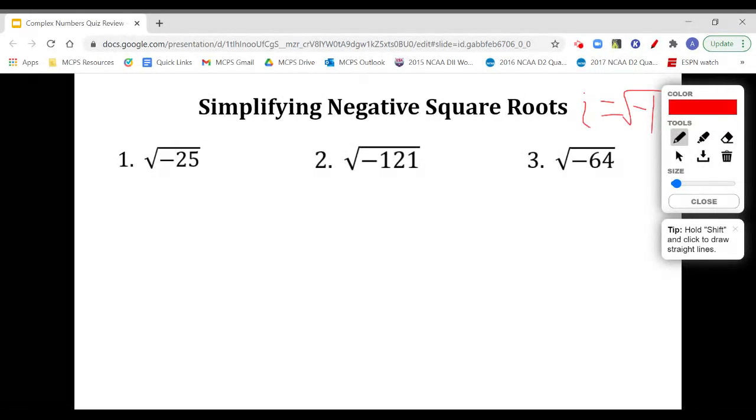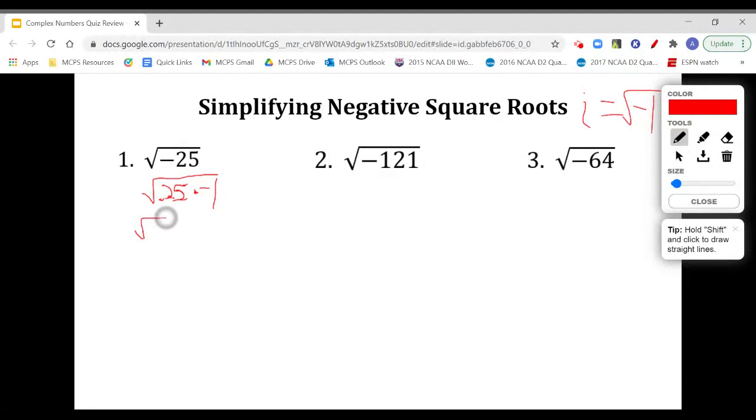So what I'm going to do is rewrite this radical, and instead of writing it as the square root of -25, I'm going to write it as the square root of 25 times -1. Okay, and what I've done here is I've rewritten it so that the negative is separate from the positive portion, okay? -1 times 25 is -25, so those two are equivalent, but I've written it in a new way.